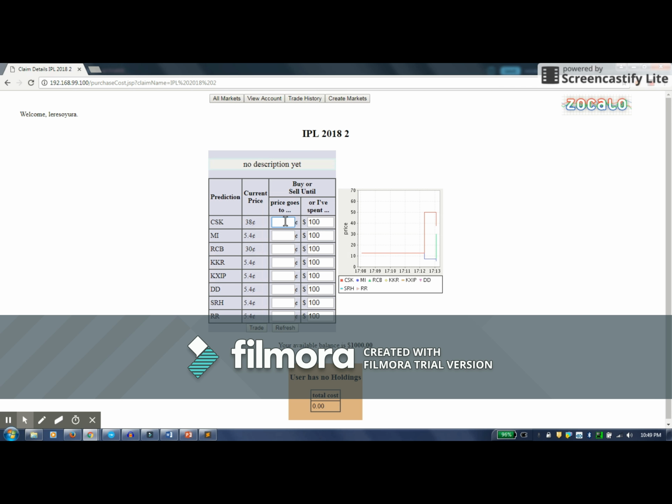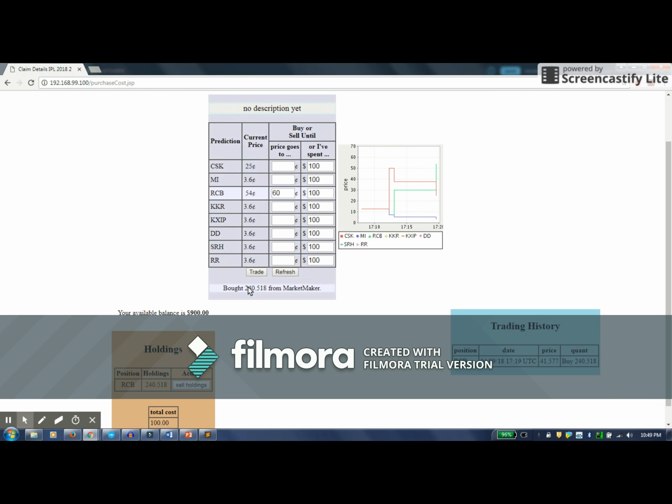Just like how we did a trade with the previous user, I'm going to be buying some securities here. Let's say that I want CSK down to about 14, right? So till 14, or I've spent $100, and the RCB share to go up till around, let's say, 60. So I'll be executing these two trades here. And as you can see, rather than buying it from a different user directly, I have bought this from the market maker. What happened in the initial trade was that when some CSK shares were bought, the trades happened with the market maker. So now I'm just buying it back from the market maker. That's what's happening.